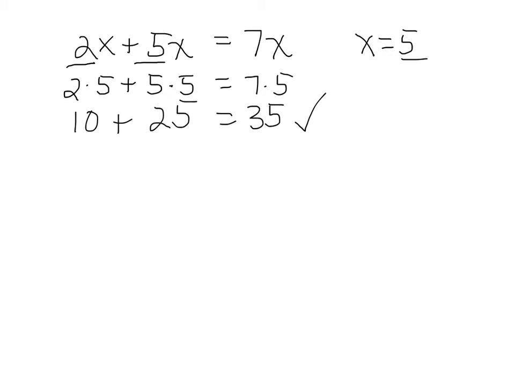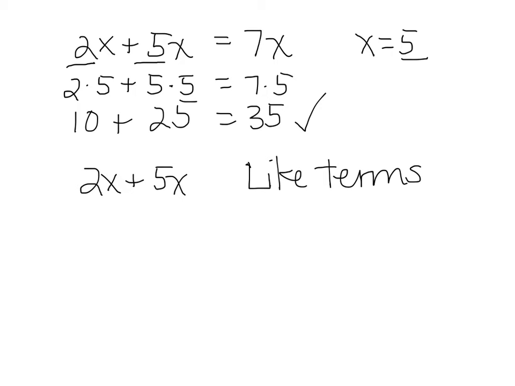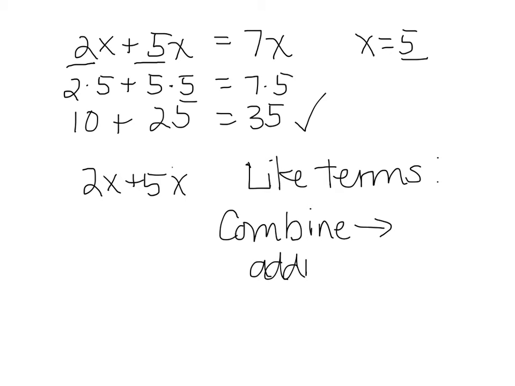It wouldn't matter what number I plugged in, because 2x and 5x are called like terms. And that just means, here's a not so fancy way of saying it: if everything is the same except the coefficient, they're like terms. So if I erase the coefficients, are they exactly the same? Yes, they are. So they are like terms. When I have like terms, I can combine them by adding the coefficients.